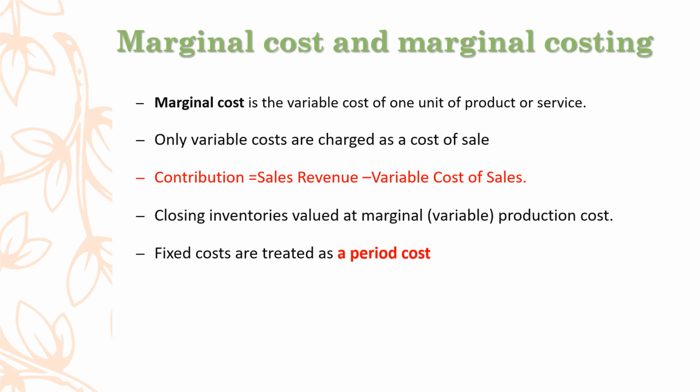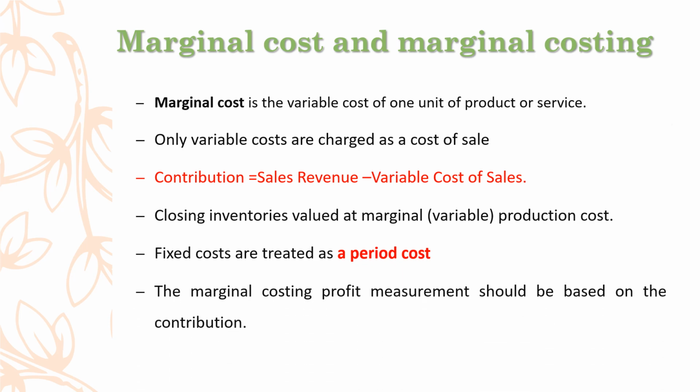Then fixed costs are treated as period cost and charged in full to the profit and loss account of the accounting period in which they are incurred. In marginal costing, the profit measurement should be based on an analysis of the total contribution. That is, sales value less the variable cost of sales.